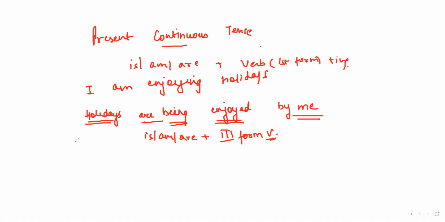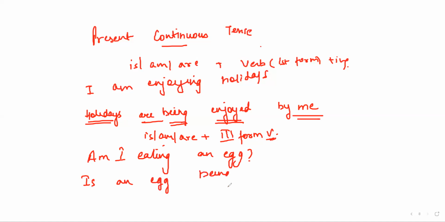Okay. So we'll do one more now for present continuous tense. We can do one of the interrogative questions also. For example, am I eating an egg? Am I eating an egg? Okay. So this, am I eating an egg, becomes, is an egg being eaten by me. So this is the same present continuous tense, but this is an interrogative sentence.